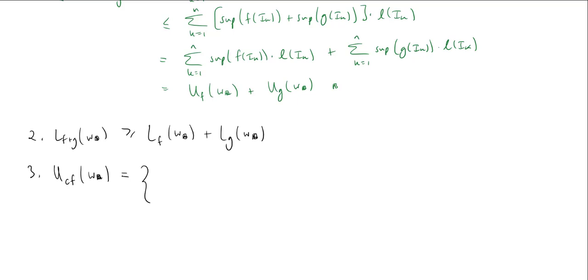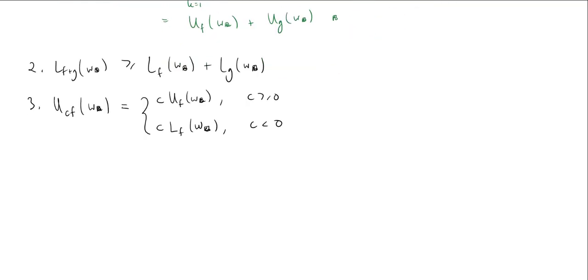If C is negative, I'm going to flip things around. If C is positive, I get just C times the upper sum. So that's when C is non-negative. And if C is negative, I'm going to get C times the lower sum. So this tells us what to do if we're trying to compute an upper sum of a scalar times a function. How about I do a proof of this one.